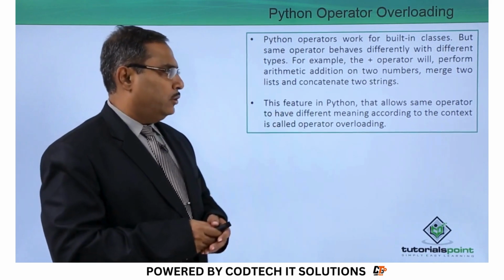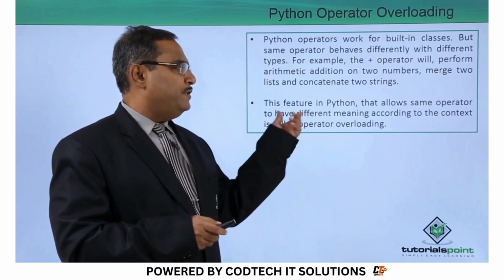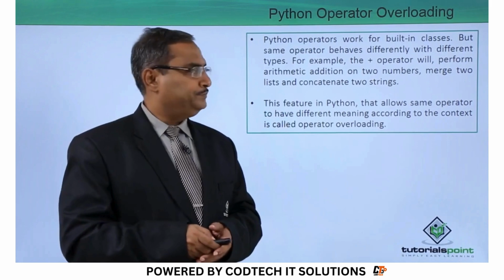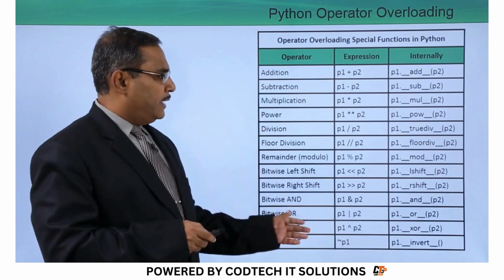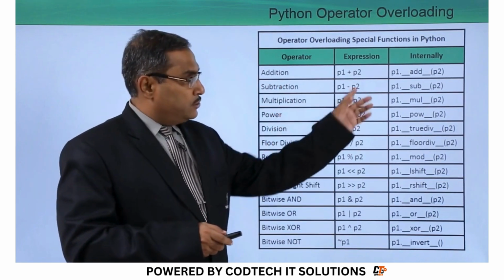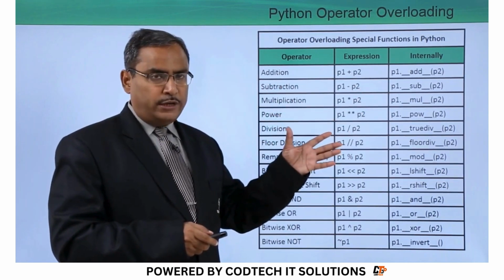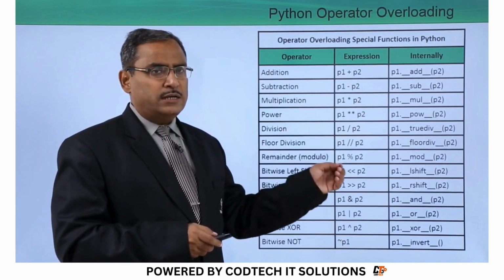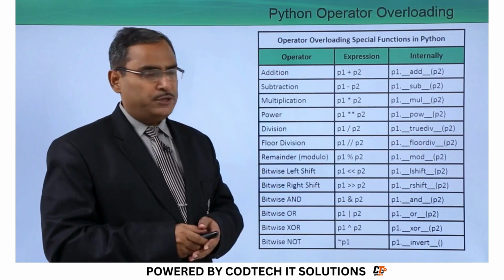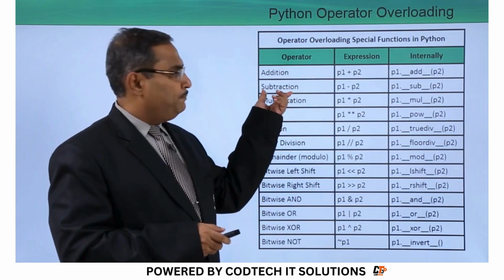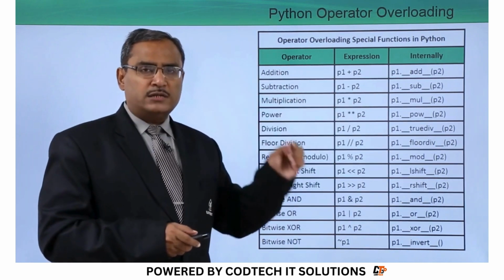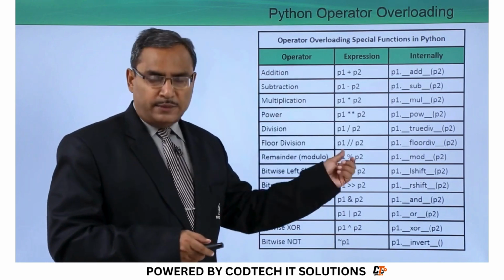So this feature in Python that allows the same operator to have different meaning according to the context is called operator overloading. So here we are having a list. Just see here, addition, we are doing P1 plus P2, say. Internally the function which is getting called is P1 dot __add__, and within brackets the input argument is P2. Here we are having subtraction, that is P1 minus P2, which is P1 dot __sub__ with input argument P2.